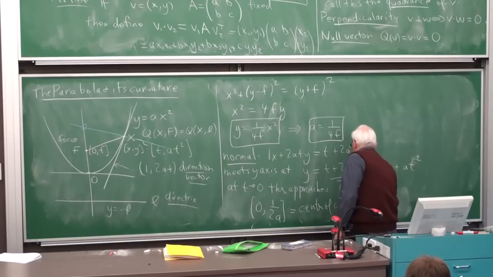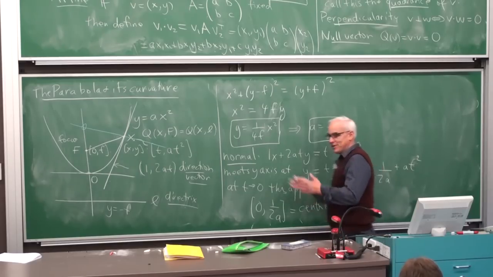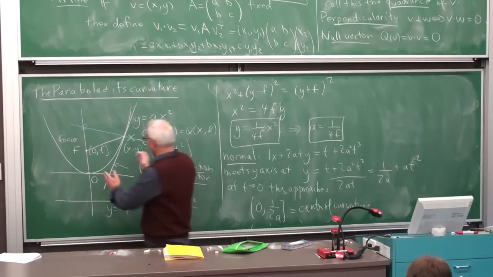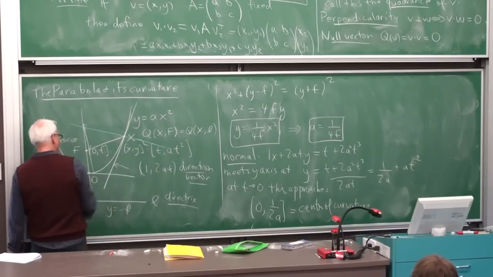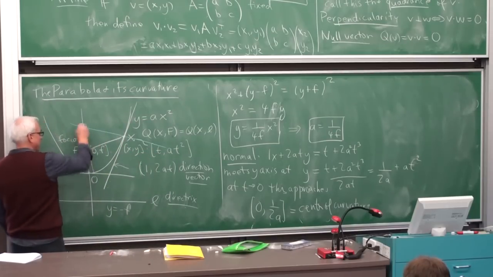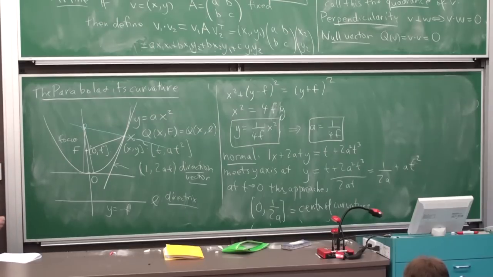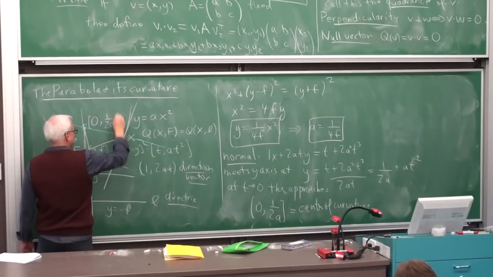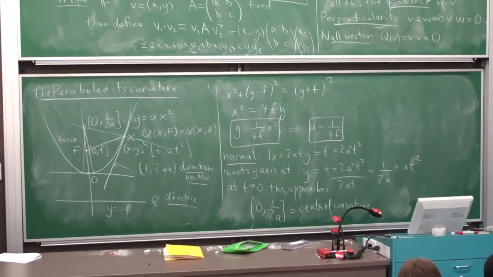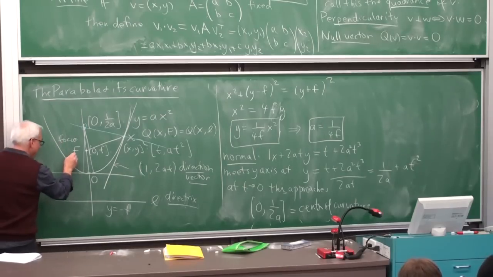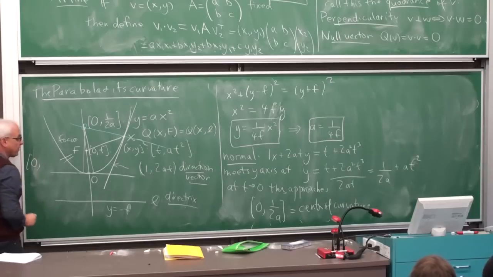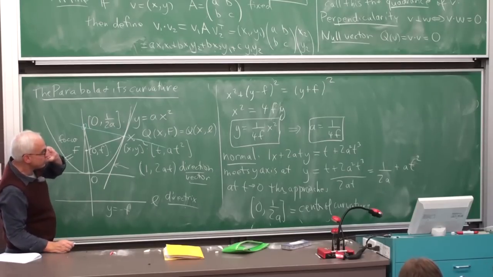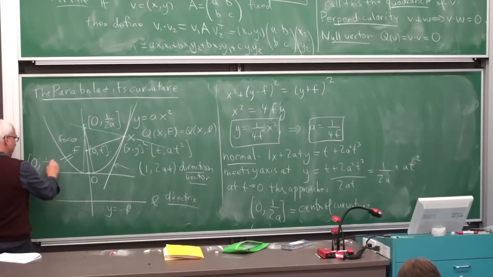From the 17th century point of view, it's the place where adjacent normals meet. Once we have a normal pretty close to 0, they're all going to meet at this point here. And that point now has coordinates (0, 1 over 2a). I remind you that the focus was at (0, f), where f was 1 over 4a.